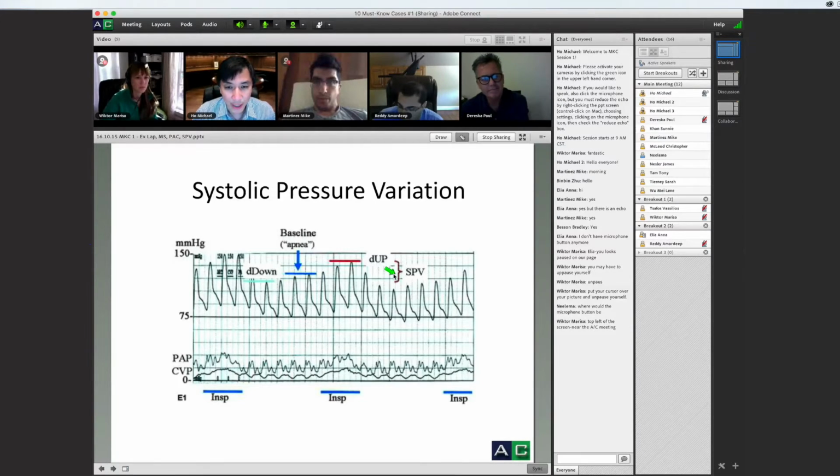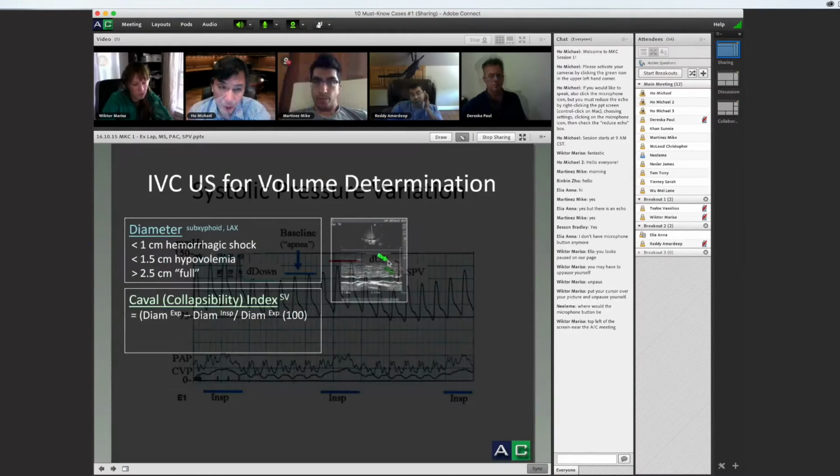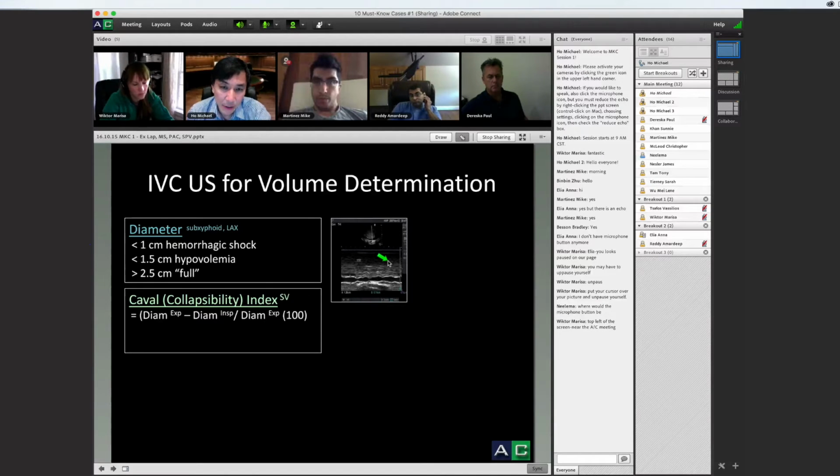What is the change in your blood pressure if you're dry with a positive pressure breath? Your negative intrathoracic pressure will suck blood up from the head and suck blood up from the body, right? And if the IVC diameter collapses with that inspiration, collapses too much, we call that the caval or collapsibility index.